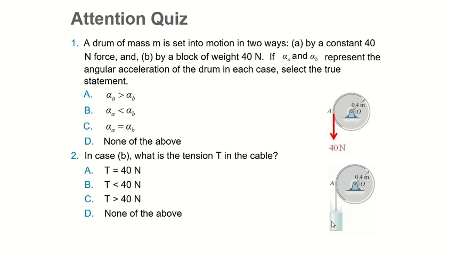In case B, we have to know the tension of that cable. The weight is 40, so the tension has to be less than 40, otherwise it's not going to rotate. It's set into motion in two ways, so it's already in motion. Therefore, if they are equal, there won't be any motion. If the tension is greater, the block won't go down. The tension has to be less than the weight, so it will move. So those kinds of things, just pay attention.